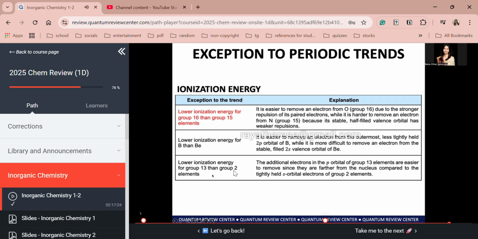So, lower ionization energy for group 13 elements such as boron dahil meron silang additional what? Electron sa kanilang 2p orbital na mas madaling tanggalin guys kasi mas malayo to sa nucleus compared to the tightly held s orbital electrons of group 2 elements. Okay? As you can see here, mahirap na magtanggal dito again. Kasi tightly held na siya and lower in energy. And of course, it is fully filled. I hope that's clear. So, let's proceed.